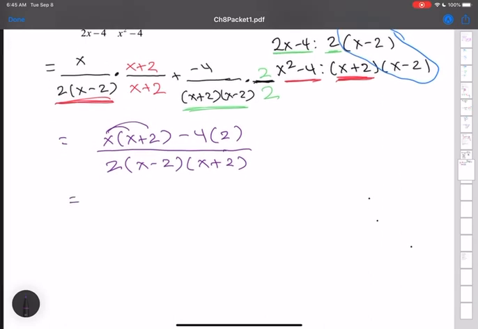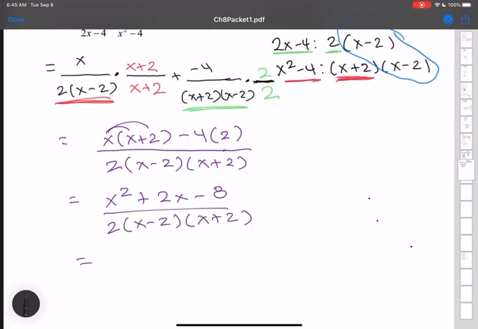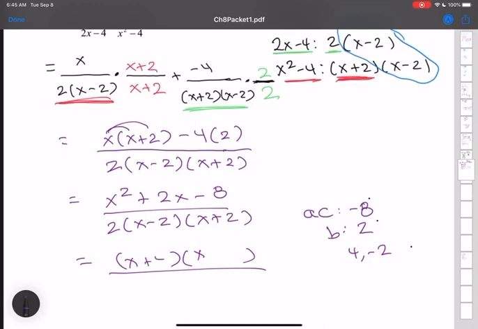So when we distribute, we get x squared plus 2x minus an 8 all over that common denominator. Okay, now can we factor that top part? Let's try it. A times c would be 1 times negative 8, so that's negative 8. B would be 2. So I need two numbers that multiply to negative 8 and add to 2, which are 4 and negative 2. Leading coefficient is 1, which means I can jump to the shortcut. Just fill in my numbers, so x plus 4, x minus 2.